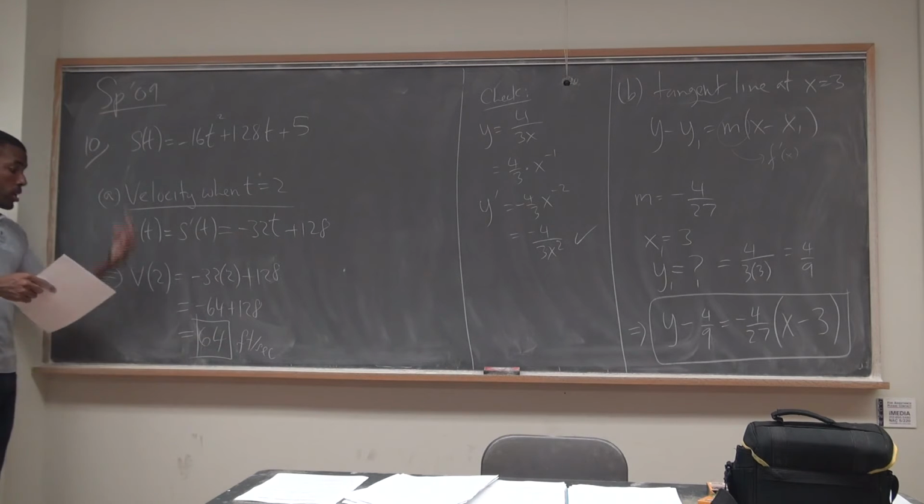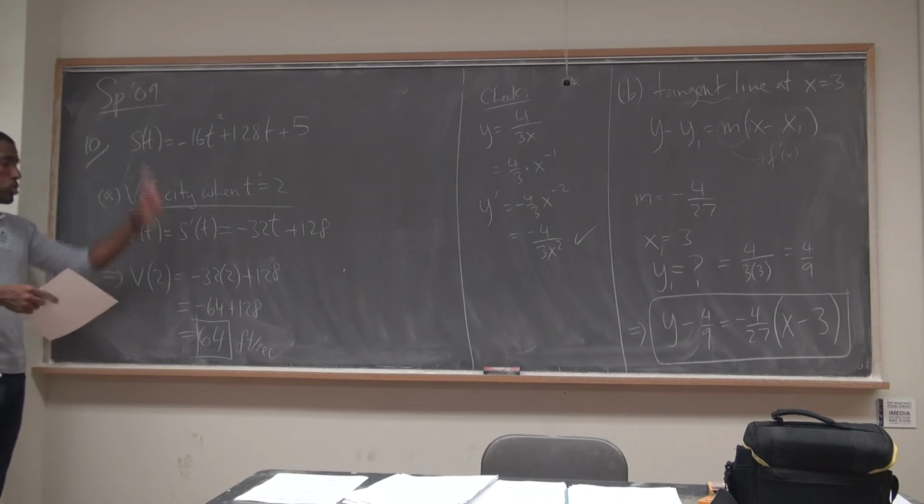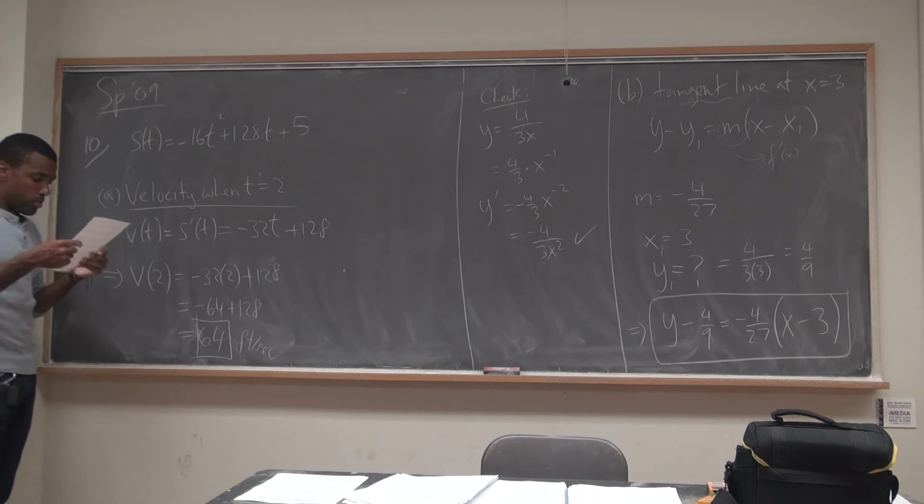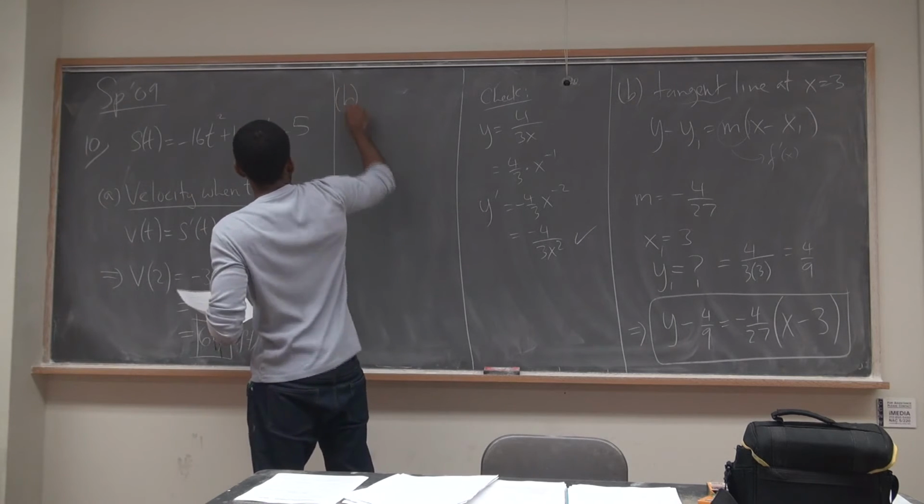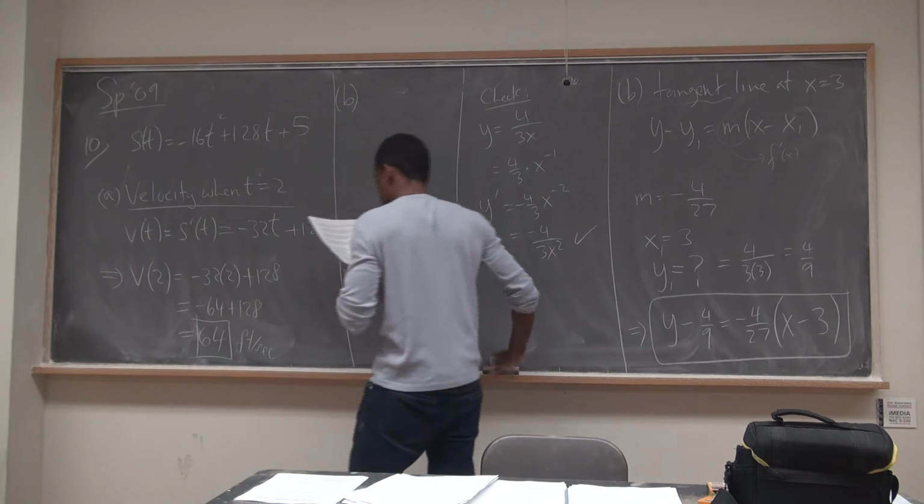So at that point, it's moving up because it's positive. So it's going up at 64 feet per second. And then in part B, they ask for the acceleration after 2 seconds. The derivative of that.